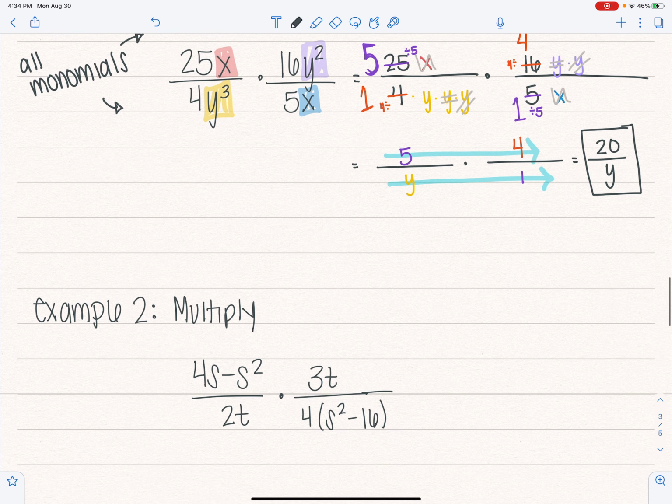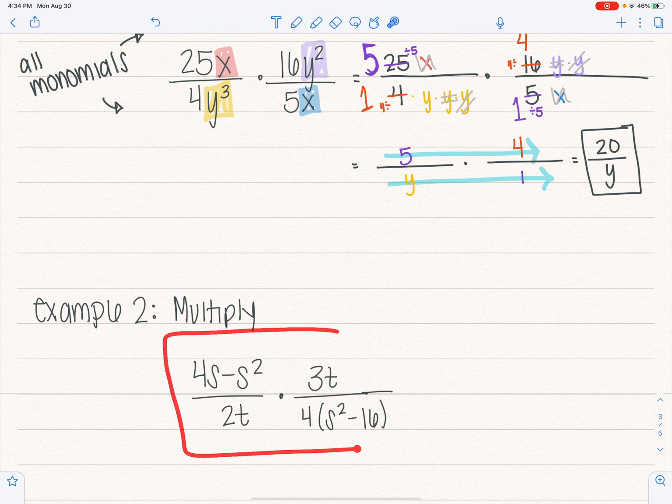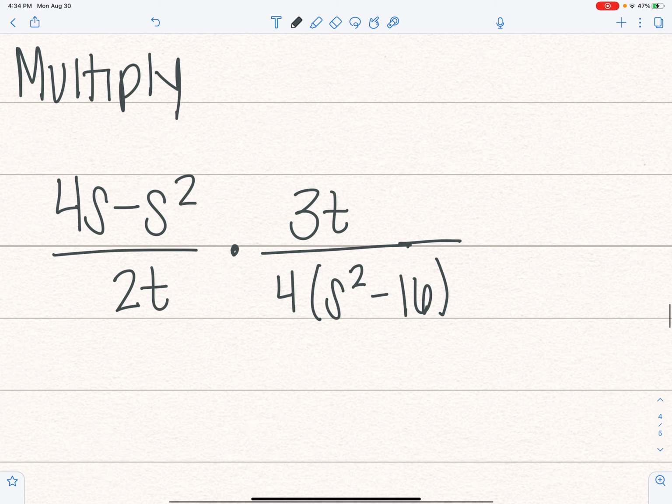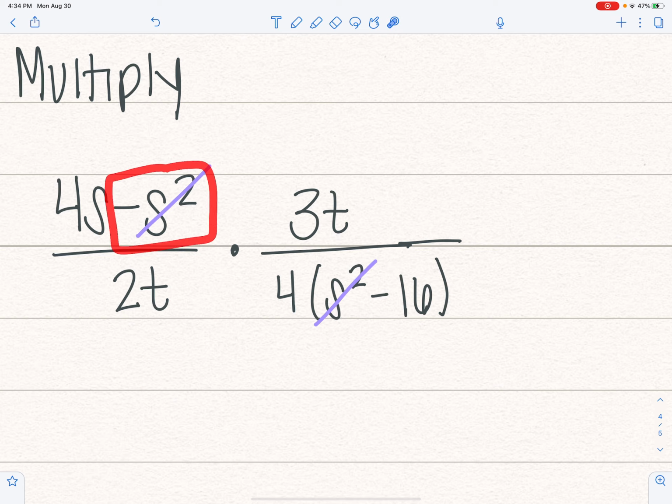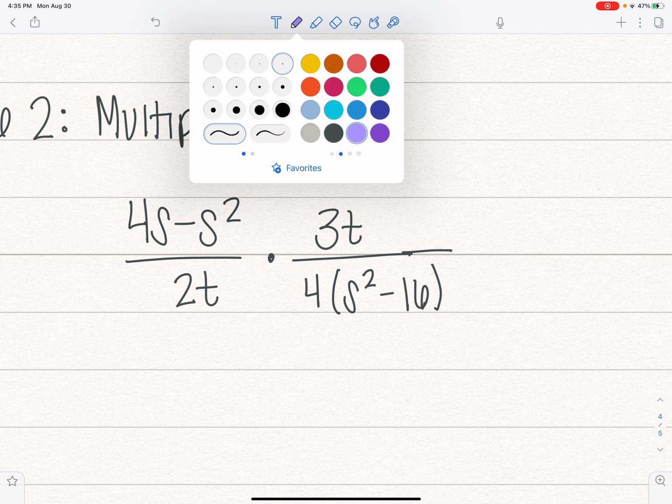So let's look at example 1 compared to example 2. In example 1, we said they were monomials because they had no addition or subtraction signs. In example 2, I now am seeing addition and subtraction signs in the numerators and denominators. So I cannot just start canceling. I have students who will cancel. They'll say s squared and s squared cancel. Well, that's not right, because this s squared is touching subtraction and this s squared is touching subtraction. So you can't cancel those. You have to factor first. So I'm going to go through and factor everything that there is to factor.